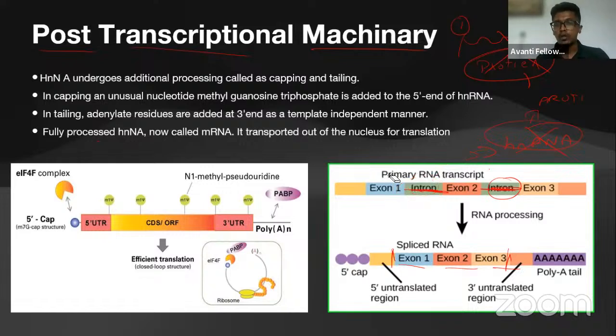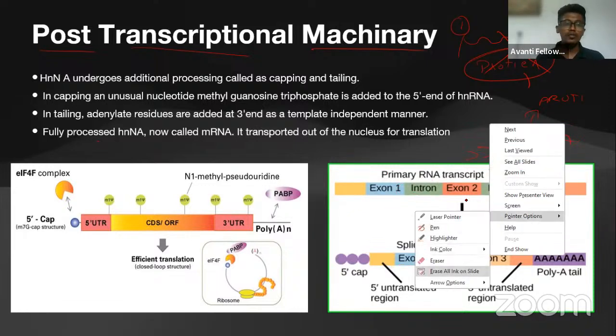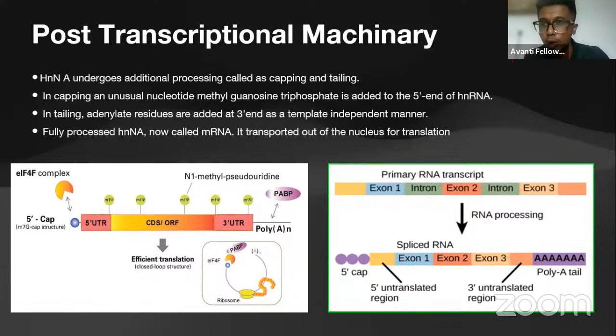Okay, this is what I do. So now we have understood the nature of the mRNA. Now the next part is we have to see what our post-transcriptional machinery includes. Our post-transcriptional machinery includes three important steps. What are those? One is called capping, and the second one is called tailing. Okay, and the third one is called splicing. Okay, so capping, tailing, and splicing.